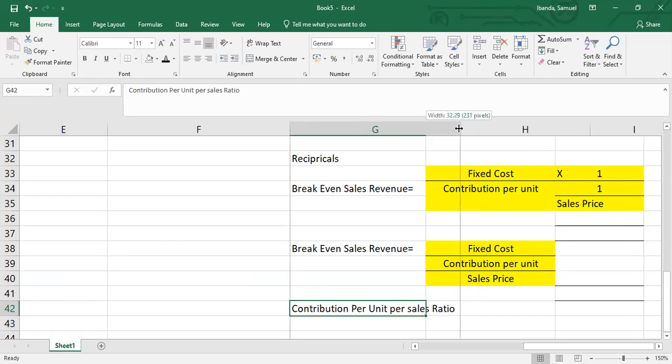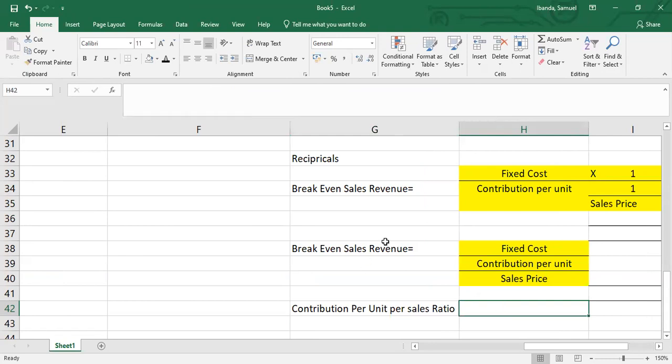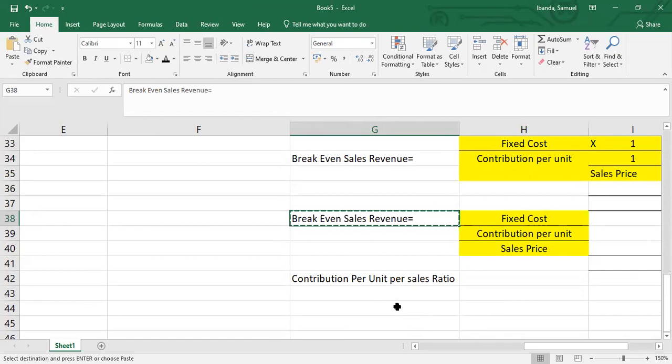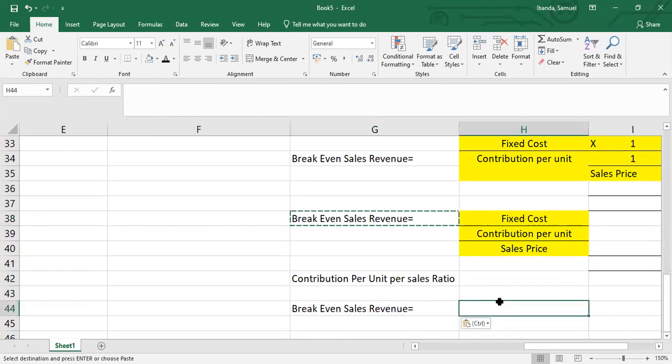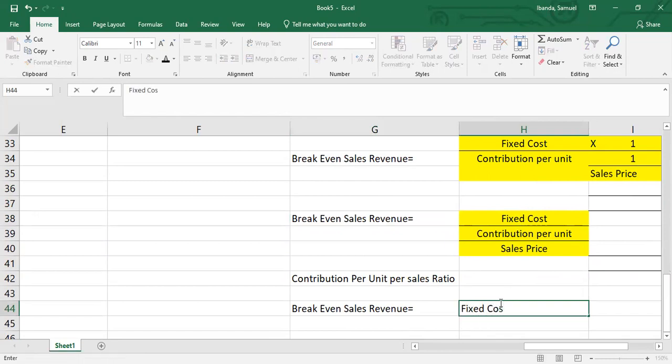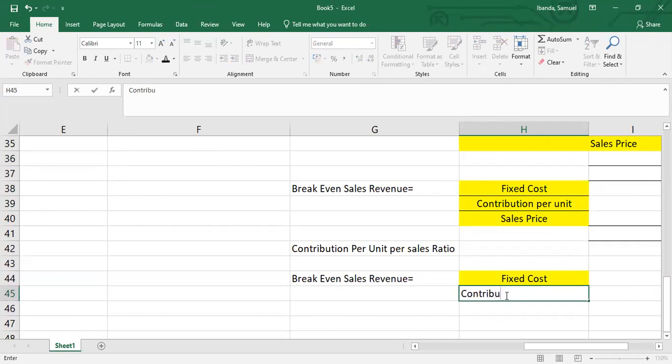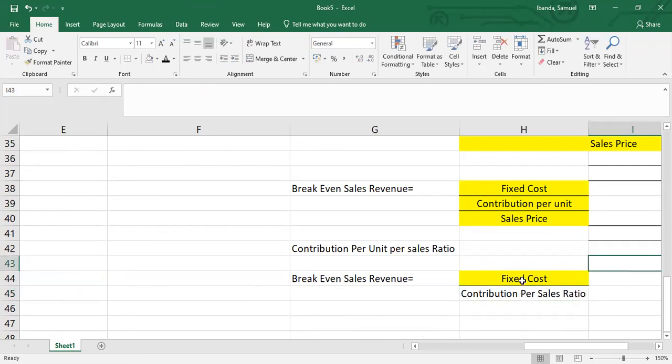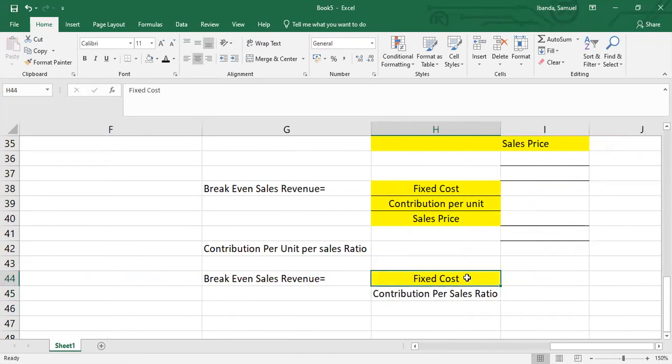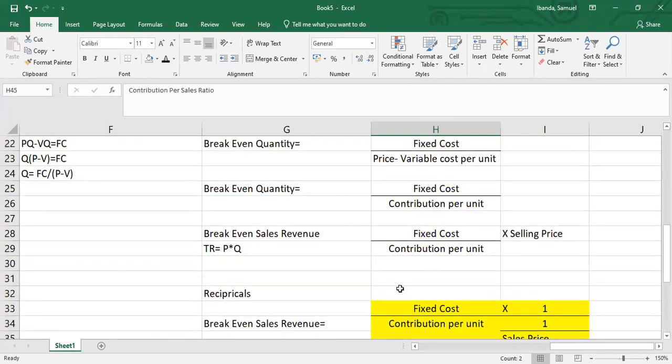So if that is what we have, then it would mean that this break-even sales revenue is also the same thing as fixed costs divided by contribution per sales ratio. Should be like fixed cost divided by contribution per sales ratio, like that. So break-even sales revenue can be expressed either as this, or it can be expressed as this.